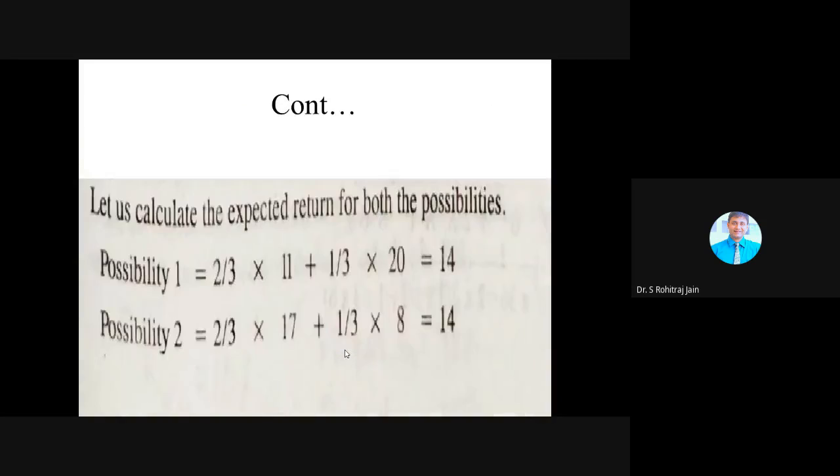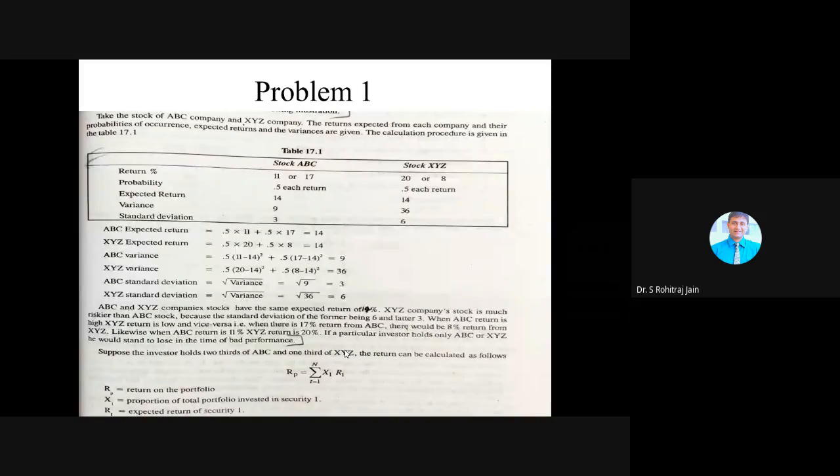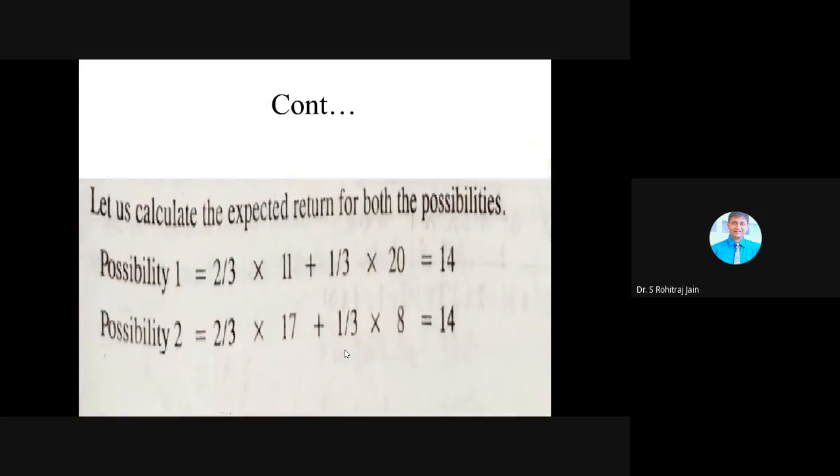Correct? This is just an example I'm telling you: 2/3rd of ABC and 1/3rd of XYZ. I got in both the cases the expected return equal to 14. Now the next part in the same problem. In both the situations, the investor stands to gain if the worst occurs, then by holding either of the securities individually. See, holding 2 securities may reduce the portfolio risk.